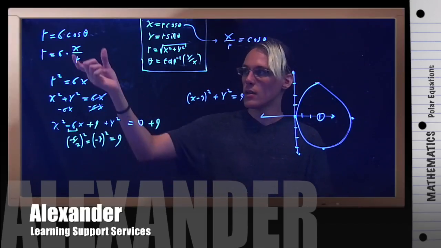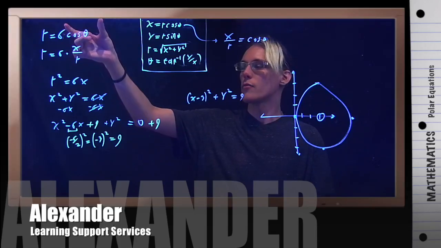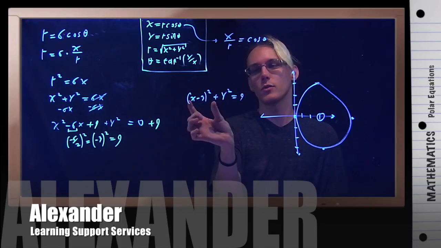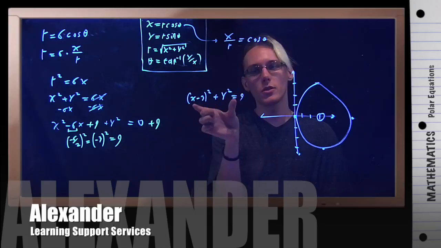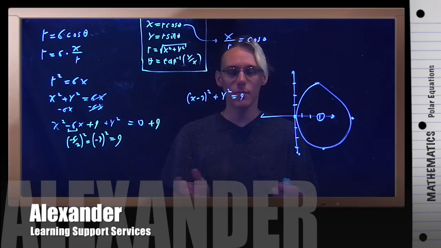So there we go. Given our equation, r equals 6 cosine theta, that can be rewritten in the rectangular form x minus 3 squared plus y squared equals 9, which is the equation of this circle, if you can call it that with my terrible art skills. And that is this example.